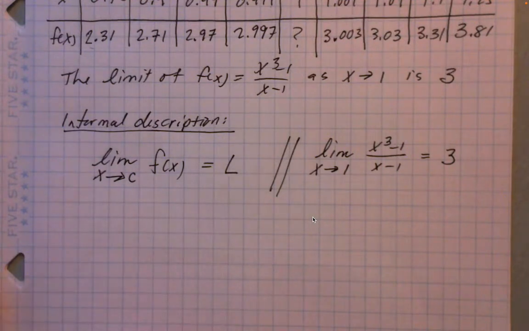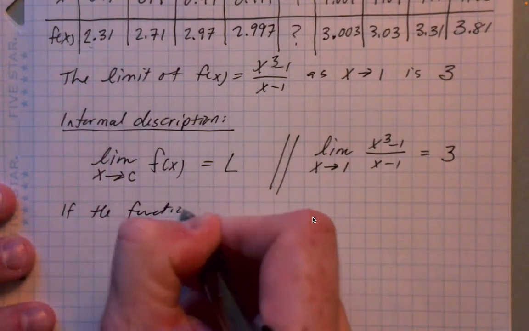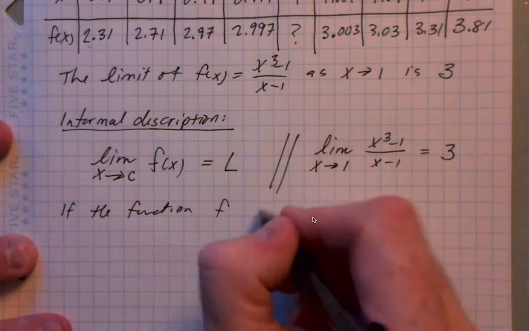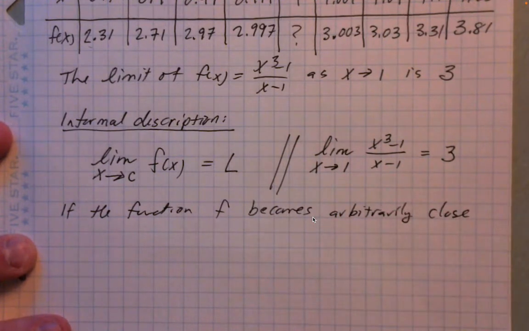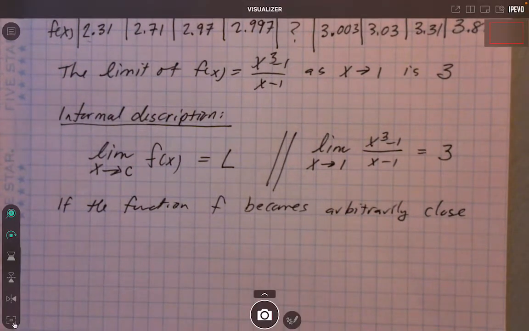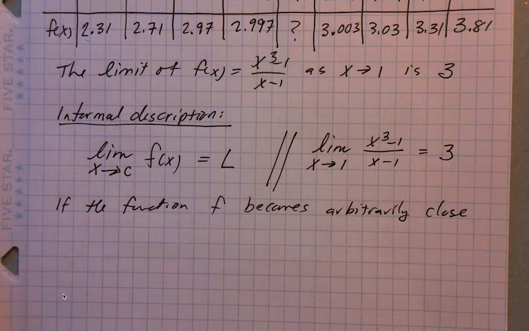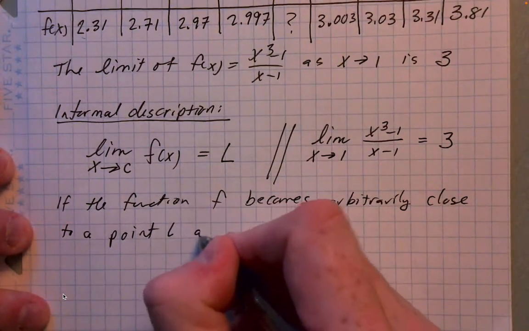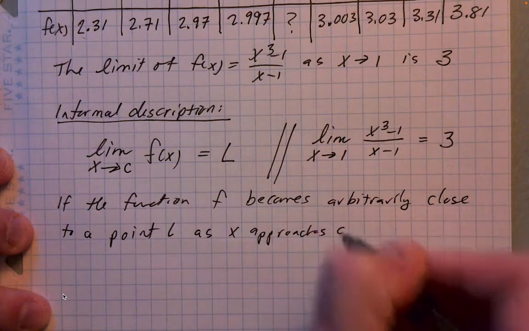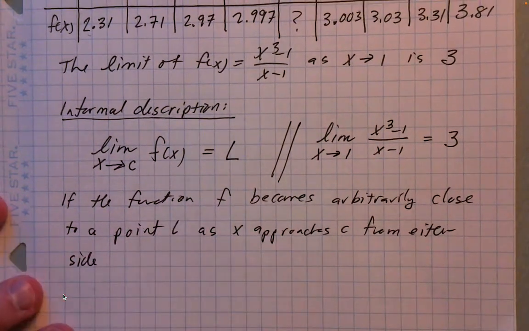And let's talk through what this means. So if the function f becomes arbitrarily close, let me make sure we're focused here. Okay. If the function f becomes arbitrarily close to a point L as x approaches c from either side, then we say that L is the limit of the function at c.